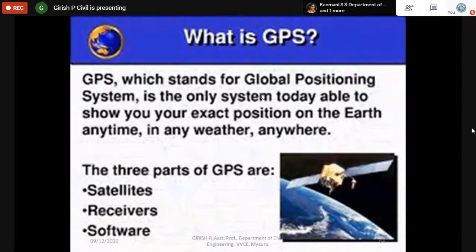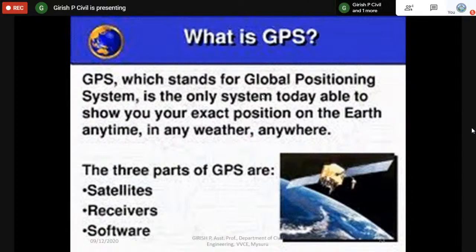That application was successful by the contribution of GPS. When I say GPS, it is the Global Positioning System. It is the only system today able to show your exact position on the earth at any time, anywhere, under any condition.